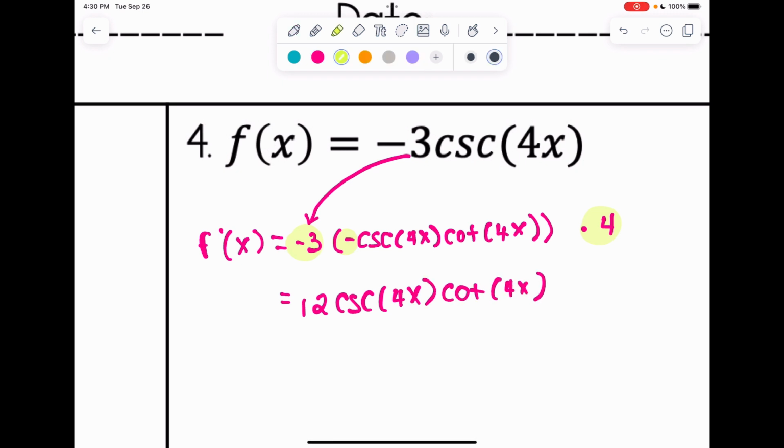Again, one big idea that you want to focus on as you're using the chain rule is that whatever was initially in the inside, make sure it stays there when you take the derivative of the outside.